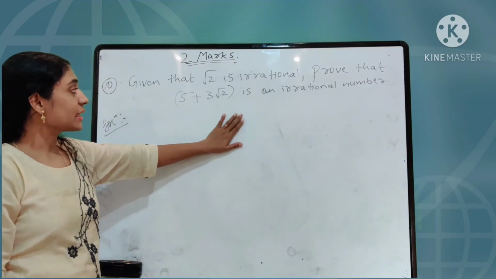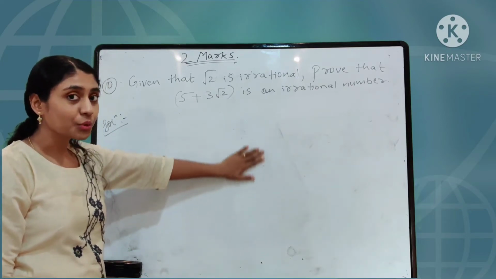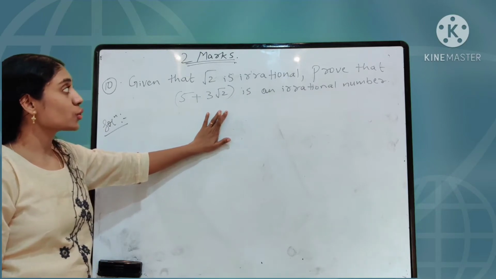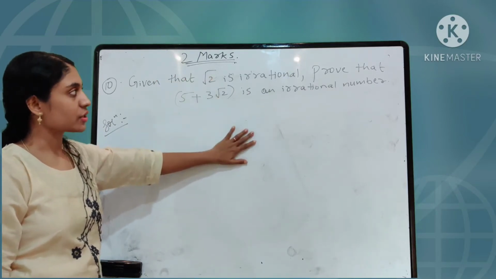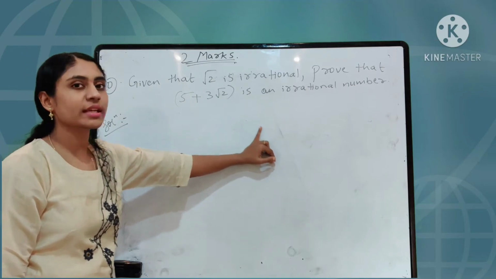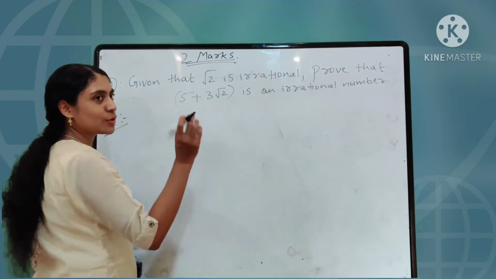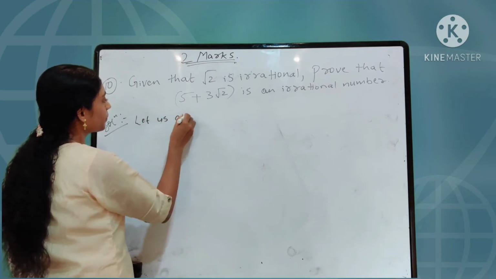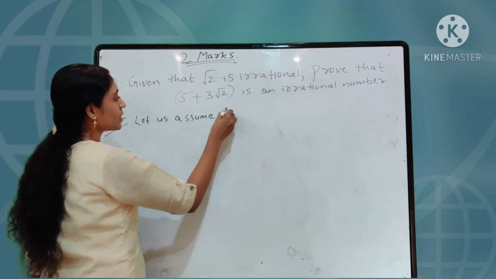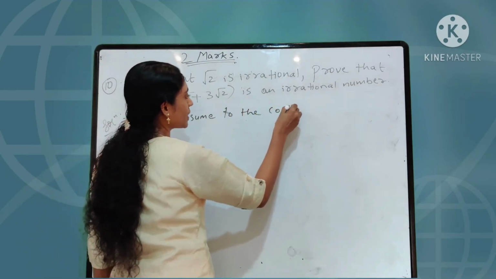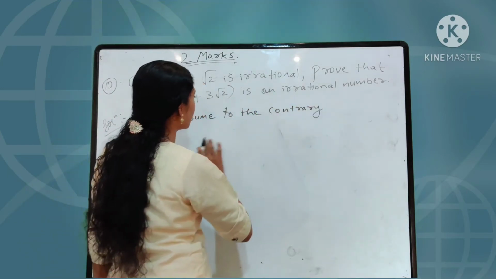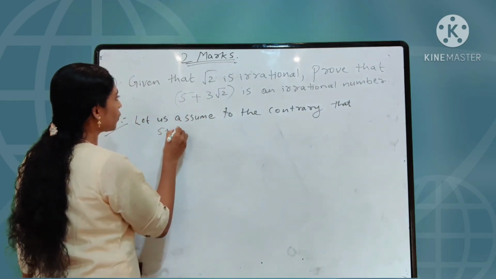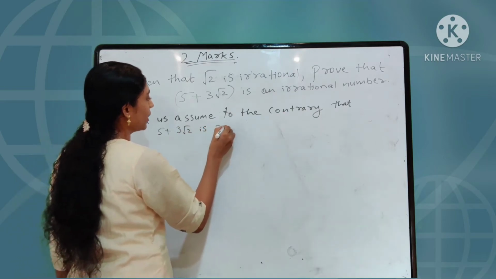Next question is related to proving the irrationality of the given number. Given that root 2 is irrational, we have to prove that 5 plus 3 root 2 is an irrational number. We know how to solve this. How? First, let us assume to the contrary. You know the steps very well, right? Let us assume to the contrary that this number, that is 5 plus 3 root 2, is rational.